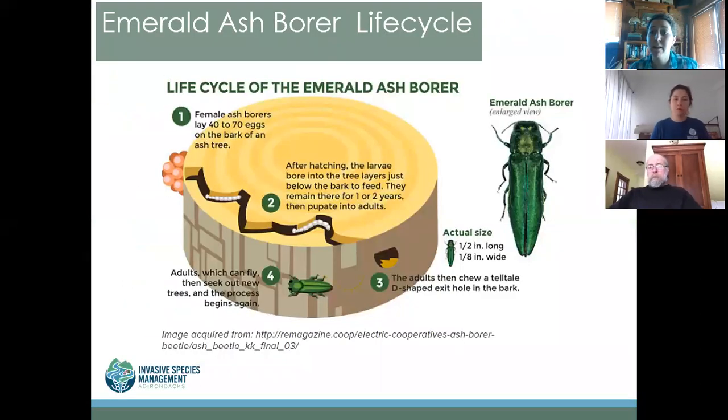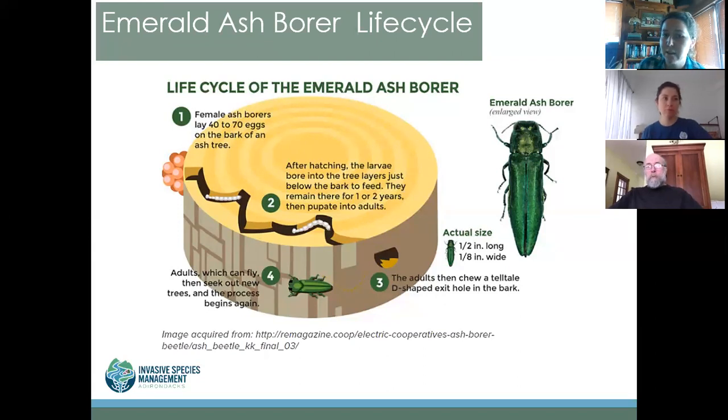Next, we're going to talk about the life cycle of emerald ash borer, and this life cycle is really important to talk about because this life cycle is what facilitates the method of destruction for ash trees. So the life cycle begins when a female emerald ash borer lays 40 to 70 and even up to 100 eggs on the crevices of the bark of an ash tree.